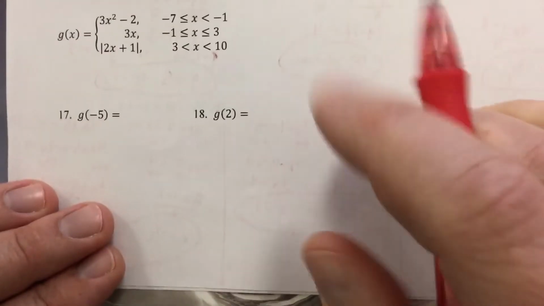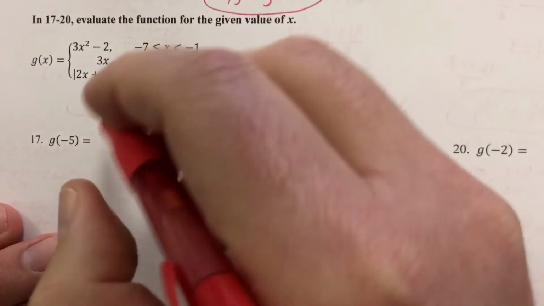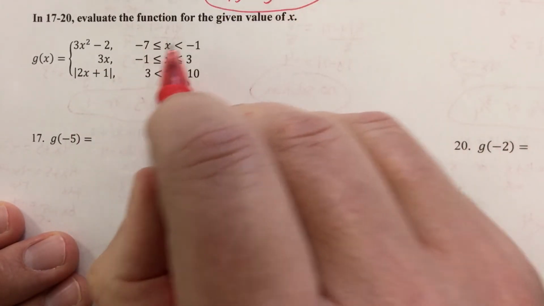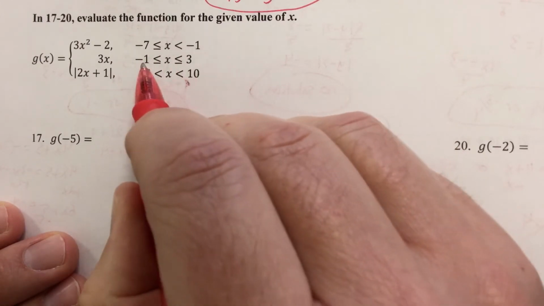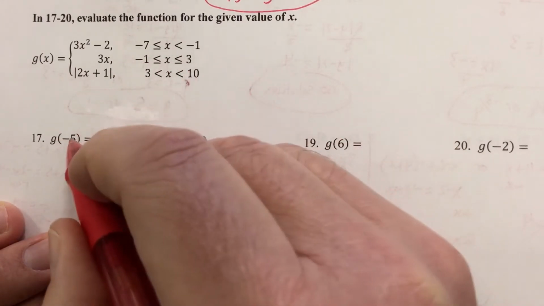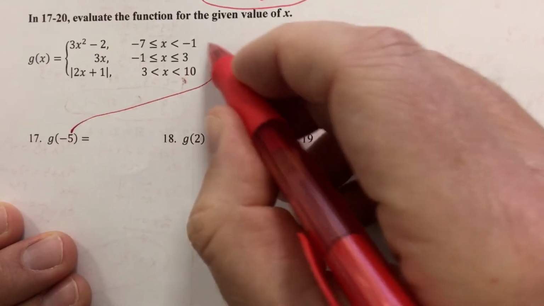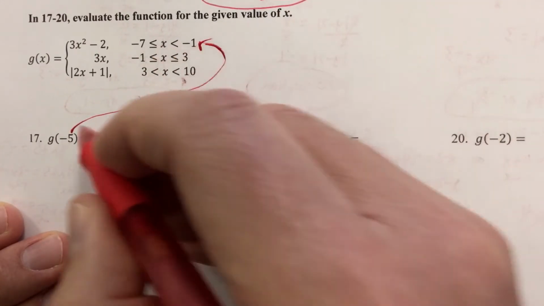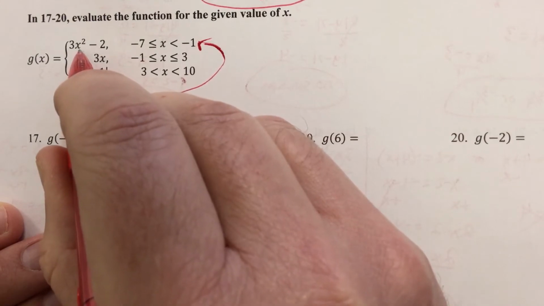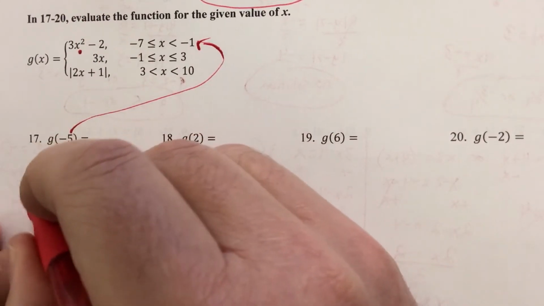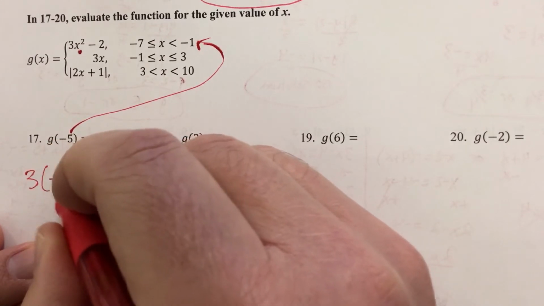All right, next type of question is evaluating functions. So we have g of -5. You're given domain restrictions here, -7 to -1, -1 to 3, and 3 to 10. Find where -5 lands on this. Well, -5 is between -7 and -1, so that means I'm going to plug -5 in for this x. So these other two you can just ignore.